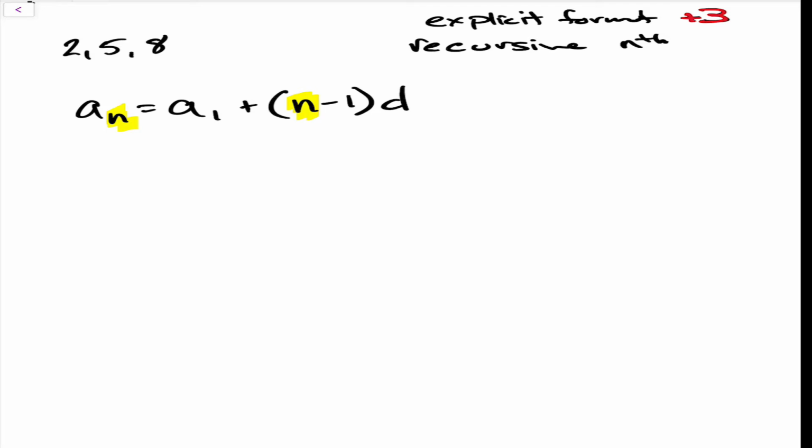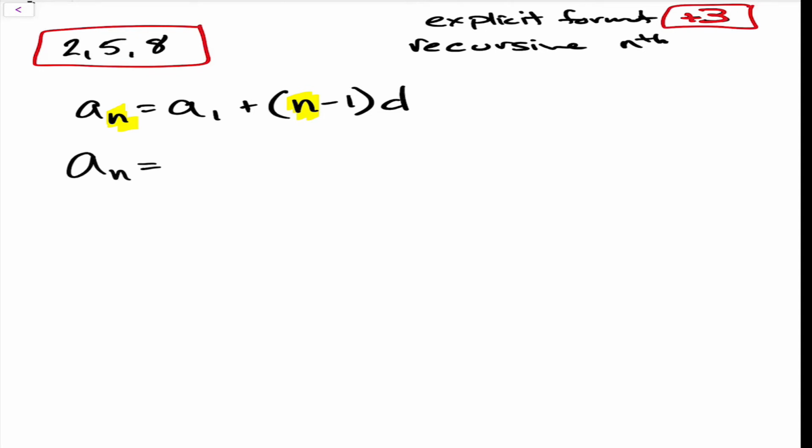So let me simplify this formula now for this particular set of data. So here's my set, and then here's my difference. So that's my d, right? And my A1, I know what A1 is. That's 2. So a sub n is 2, plus my n minus 1, and then my d is 3.